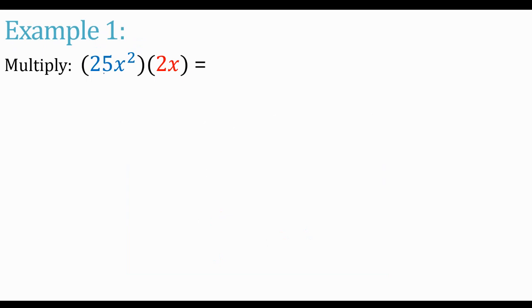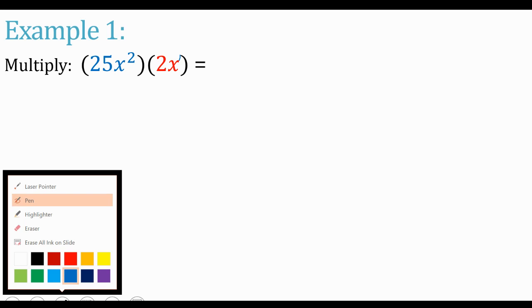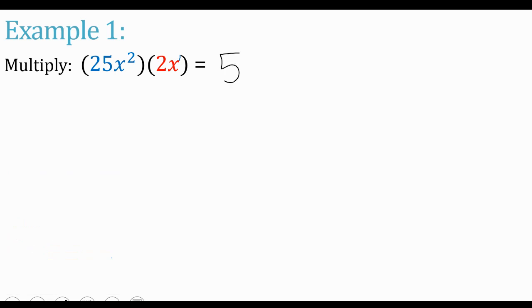So let's multiply this: 25x squared times 2x, and I'm going to put a little 1 there because that has an invisible exponent of 1. Let's multiply the coefficients. That gives us 50. And then we're going to add the exponents, just like we've been doing in the past. 2 plus 1 gives us 3.